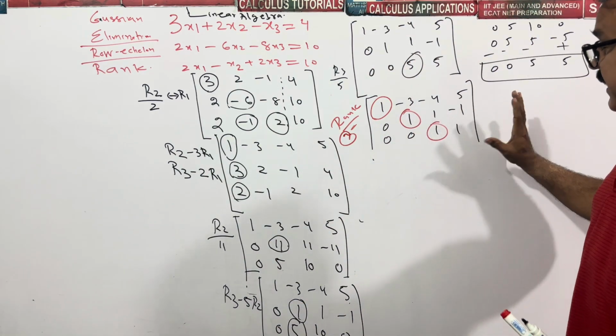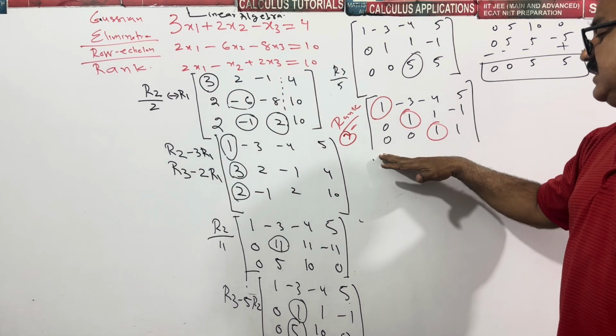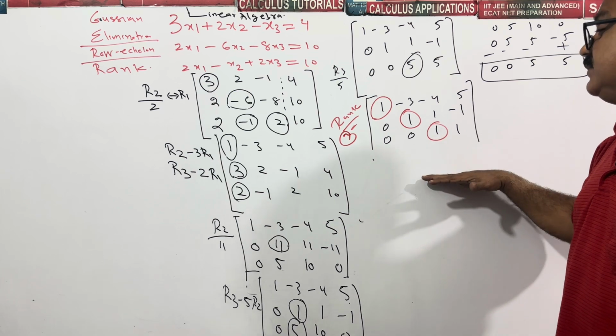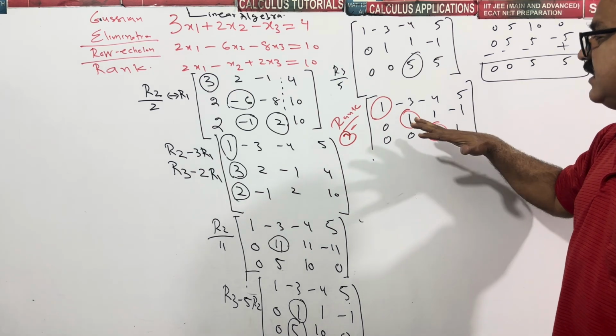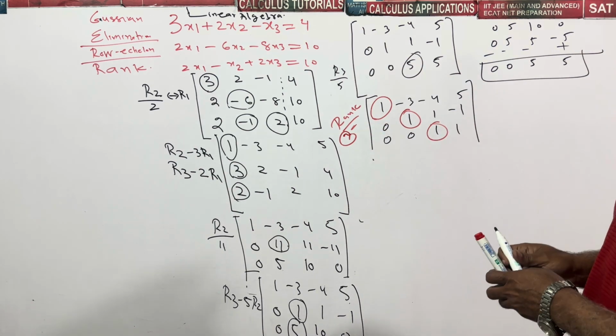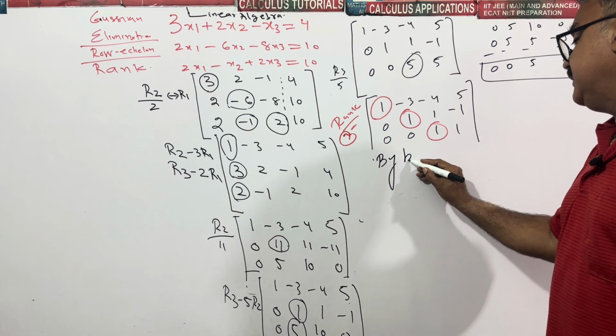Such a type of matrix is known as row echelon. What is the definition of row echelon? Diagonal one, with 0 beneath the column, if possible. This is row echelon. This gives the rank I have given you. But let's proceed by using back substitution for finding values by the Gaussian elimination method.